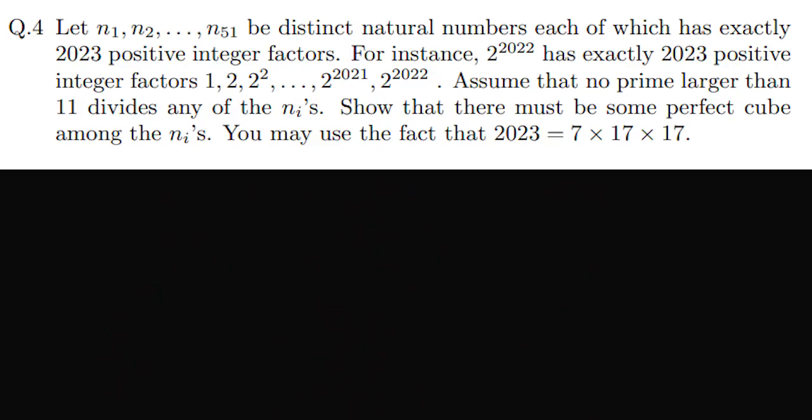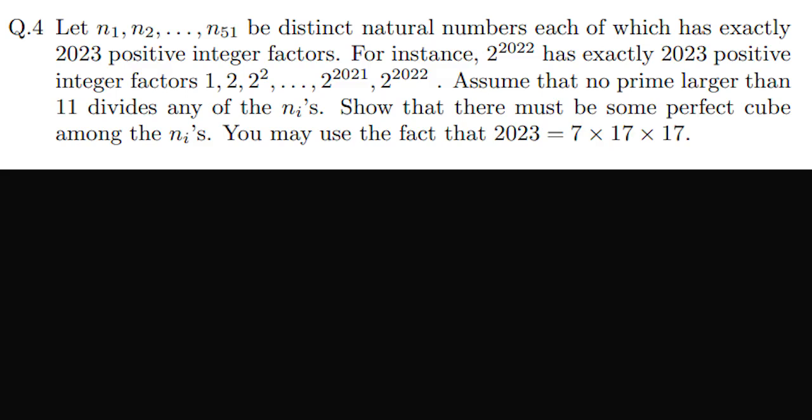Now the fourth question is: let n1, n2, ..., n51 be distinct natural numbers, each of which has exactly 2023 positive integer factors. So any ni will have 2023 positive integer factors. Assume that no prime larger than 11 divides any of these ni's. Show that there must be some perfect cube amongst the ni's. You may use the fact that 2023 is 7 into 17 into 17.